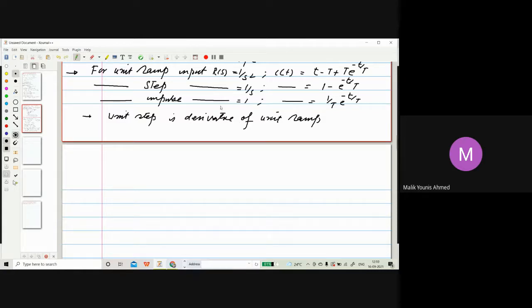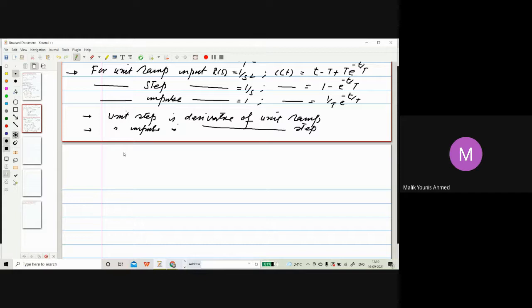Next, if we take the derivative of the step, then we can see that this is 0, minus, e raised to the power minus t by T into the internal derivative minus 1 by T, minus minus will be plus 1 by T. So the unit step is the derivative of the unit ramp, whereas the unit impulse is the derivative of the unit step. Okay, I think this is clear. Then this was the first thing.